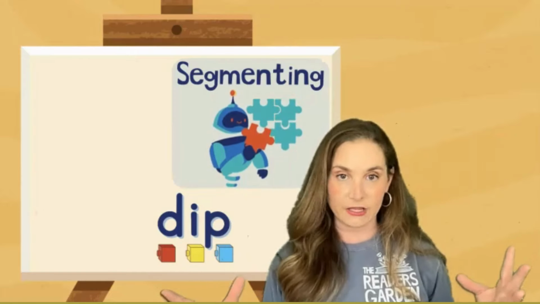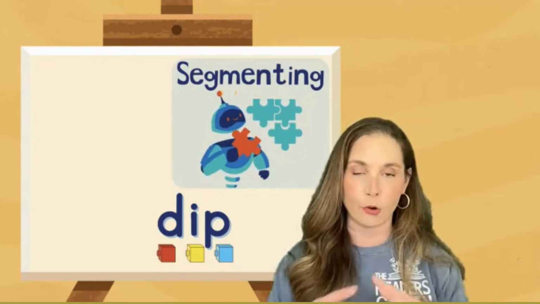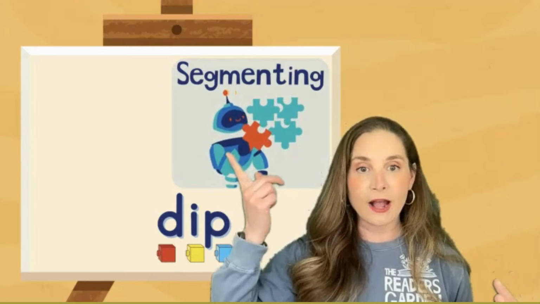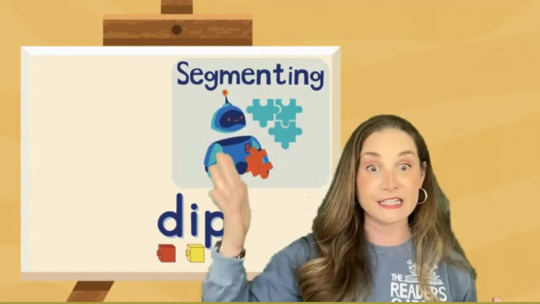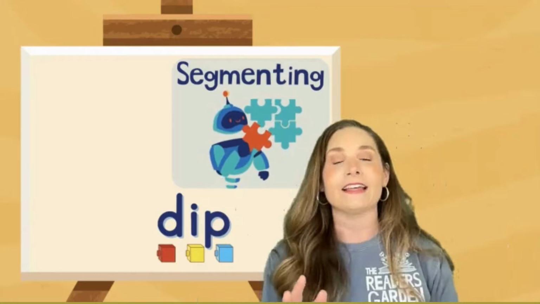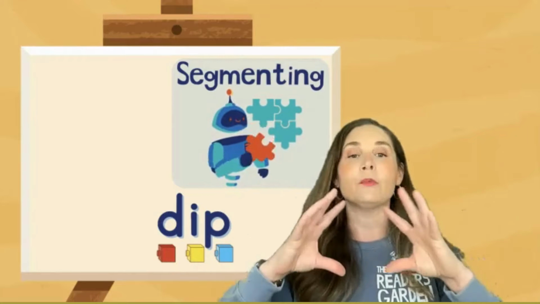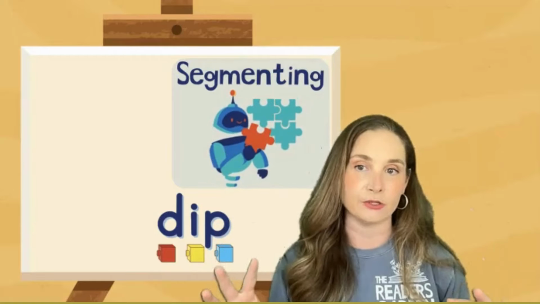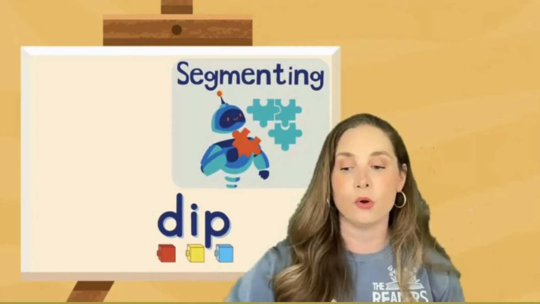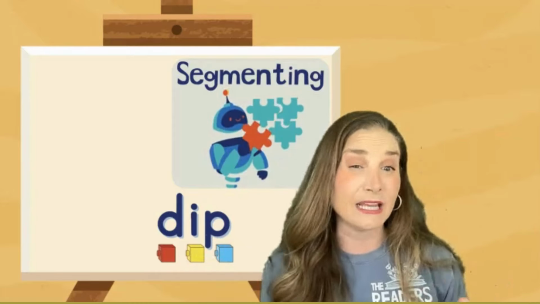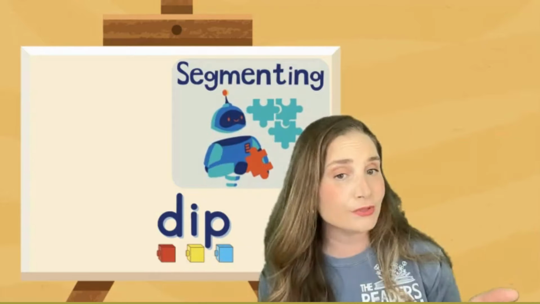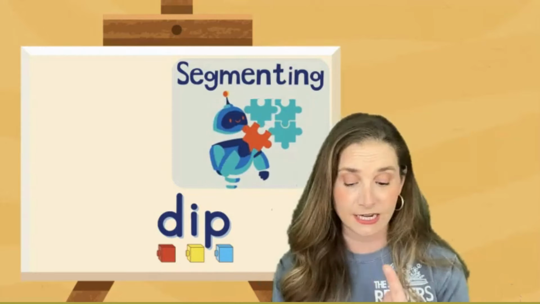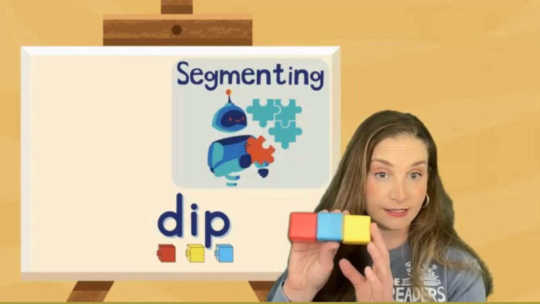Okay, the next way you can practice is with segmenting or breaking apart those sounds. So I have a little robot that I've created here, Siggy the Segmenter. And I like to imagine that the word is a puzzle and we are trying to break apart the pieces of the puzzle. And those pieces would be the phonemes, the individual sounds. So we would say to our students, okay, so the word is dip. Can you tell me the sounds in dip so that Siggy could understand? And I might use my cubes again, as I tend to do.